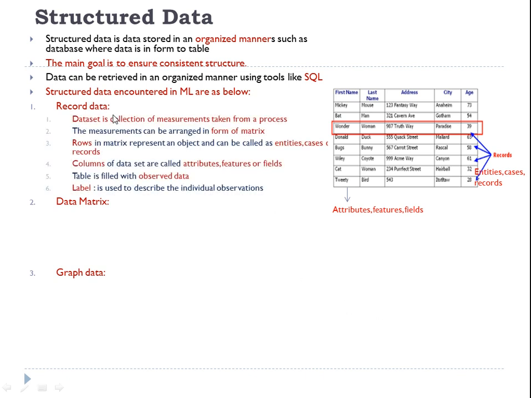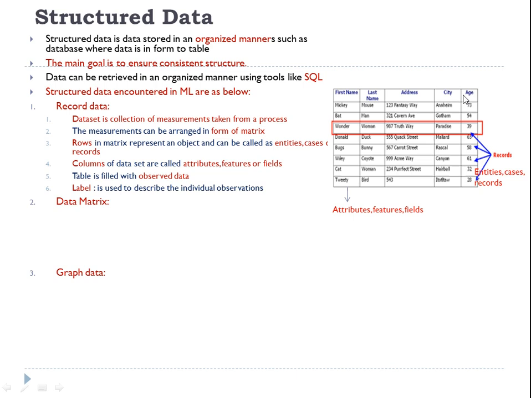Coming to record data, a record data set is a collection of measurements which you have taken from some kind of process. Let's say I am taking measurements of the different kinds of flowers which we have discussed before, like iris setosa, petunia, some three types of flowers. We are taking the measurements of the sepal length, sepal width, petal length and petal width. So these are the measurements you have taken for the flowers, for some 50 samples, let's say. I'm going to organize these measurements in the form of a matrix.